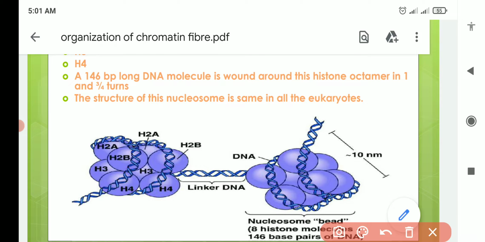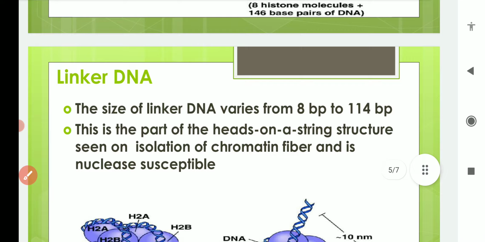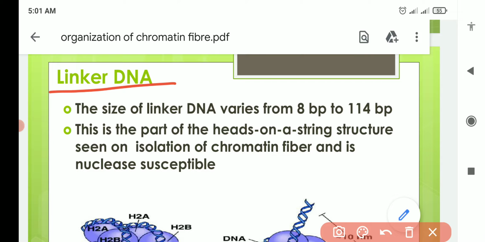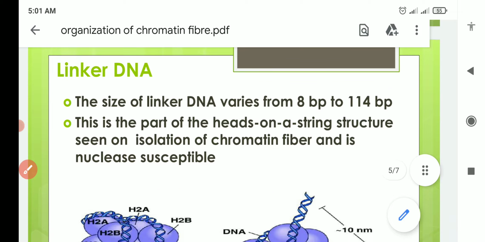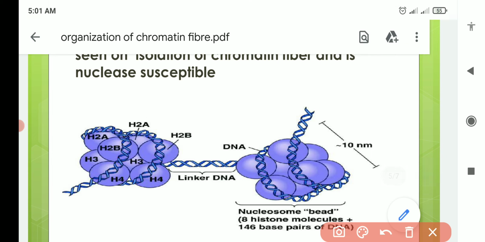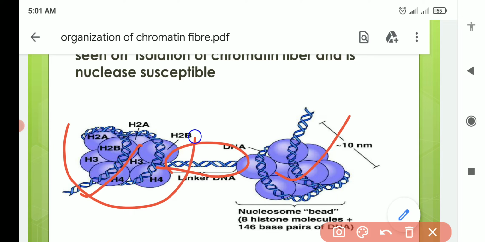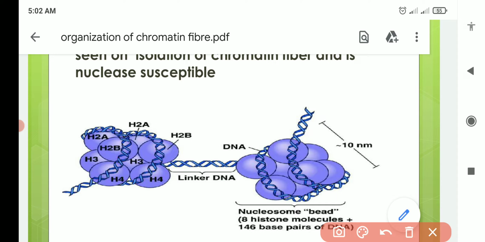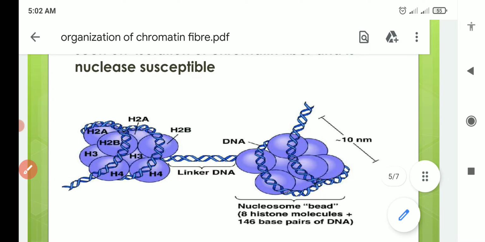That's why this model is universally accepted. So the second component is linker DNA. What is the work of the linker DNA? It joins two successive histone molecules, the histone octamers, or we can say the nucleosomes. This complete structure is known as a nucleosome. So two nucleosomes are joined together with the help of this linker DNA.